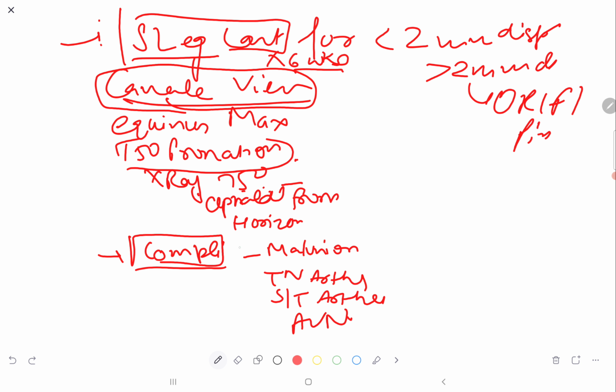Complications of talar fractures: AVN is the most common. Then we have talonavicular arthritis, subtalar arthritis, and malunion. So this was all about talar fractures, in which we have four types: head, body, lateral process and posterior process.